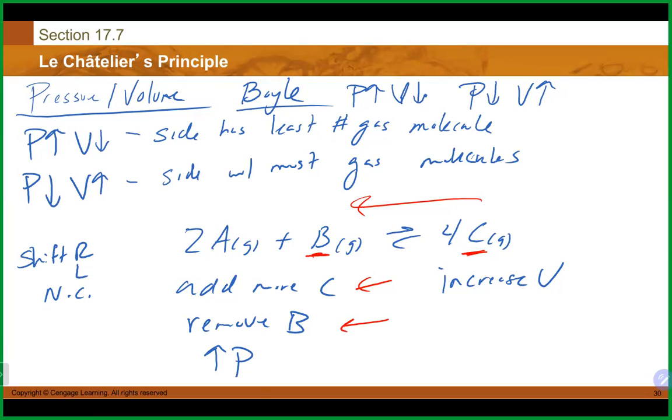When we increase the pressure, that means that the volume is getting smaller. So I personally look at volume in this situation, small volume, less gas molecules. So when we look at this reaction, that is 2 and 1 is 3 gas molecules on the left. And this side has 4 gas molecules, which means it should go to the left in this case.